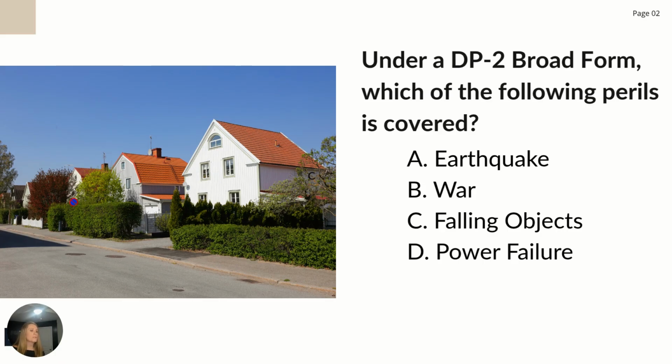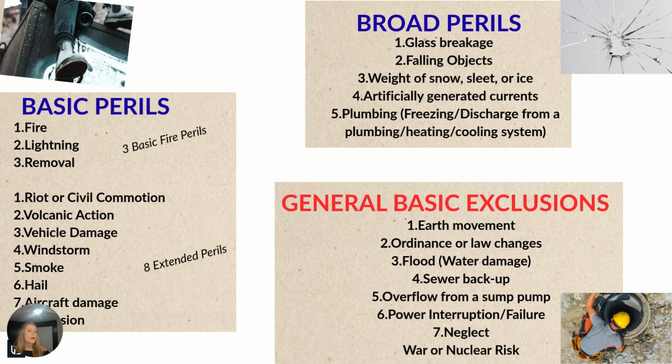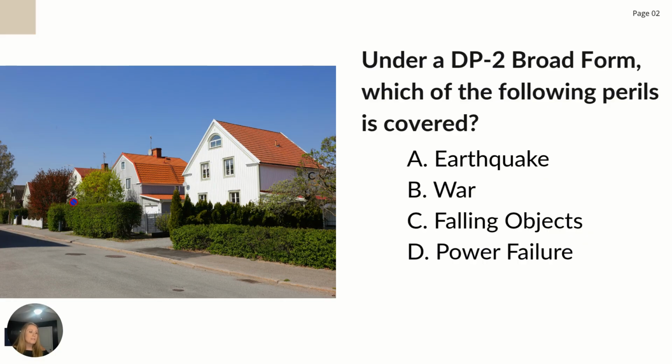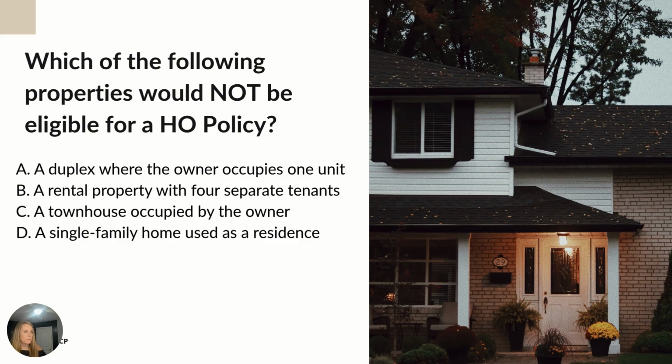So again, correct answer is falling objects. And again, I'll reference that sheet with the perils in a second. But the reason it is covered is because falling objects here is a broad peril, right? The question is asking about a DP2 broad form. So if we look here at our broad perils up at the top, falling objects is a covered broad peril. So that is why C is the correct answer. So let's look at the next one.